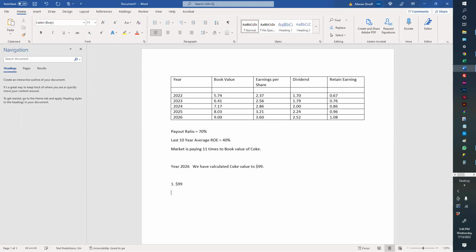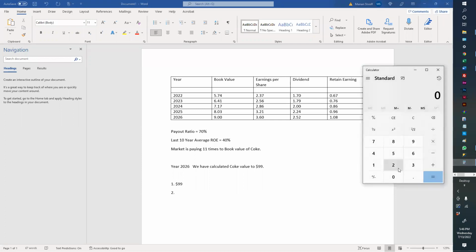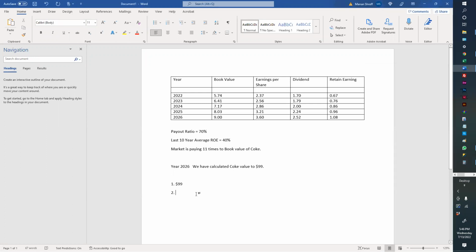Coke can trade over $99. Say the market at that time was a bull market, and people were making a good amount of money in the stock market, and instead of paying 11 times book value, they want to pay 13 times book value for Coca-Cola. So at 13 times book value, Coca-Cola may trade at $117.